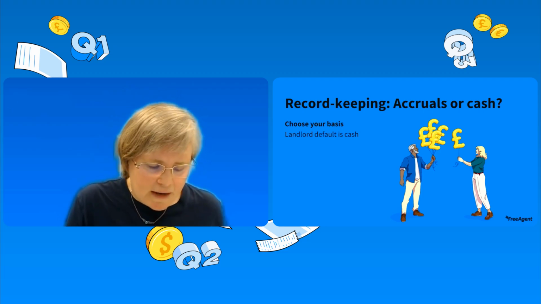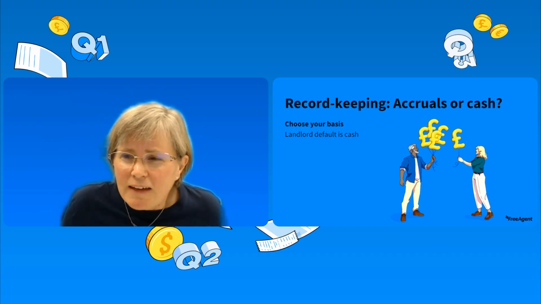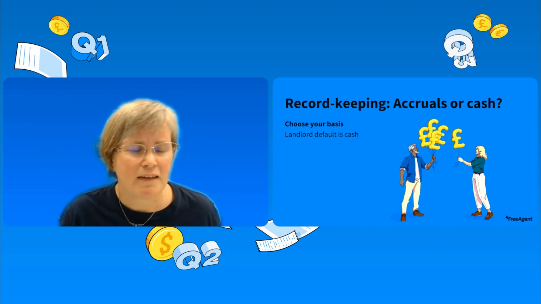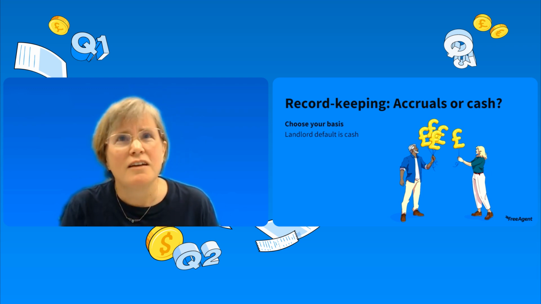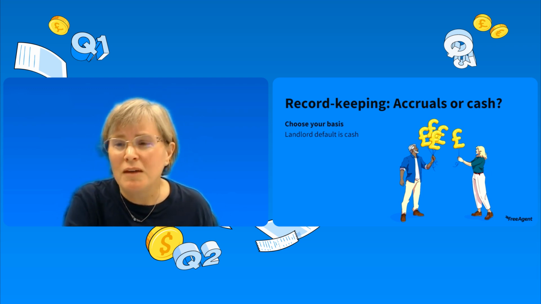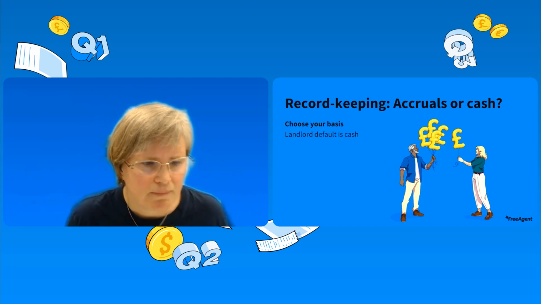You might, as a landlord, possibly receive your rent in advance or in arrears. That doesn't matter if you're operating the cash basis. It does if you're operating the accruals basis, because you have to think about, well, okay, did I receive October's rent in September or in November? When did you get it? When did you earn it?